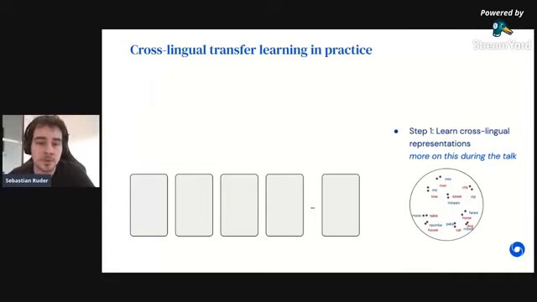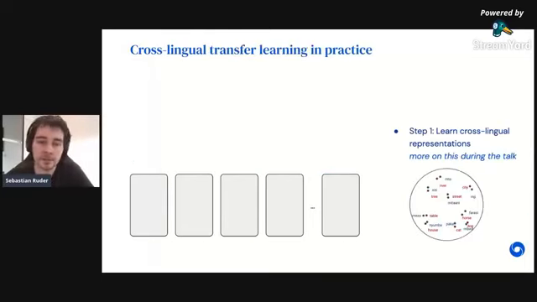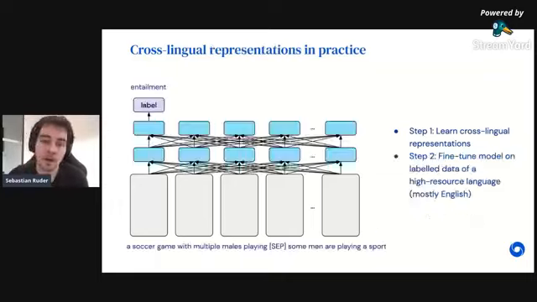In particular, we first have a stage where we learn cross-lingual representations based on some unlabeled data in multiple languages. And then in the second stage, given that we've learned these representations in the first stage, and we've tried to learn these representations in such a way that they put words that are close in meaning to each other in different languages close to each other in this embedding space, given these multilingual representations, we can now fine-tune the model on data of a target task in a high-resource language such as English.